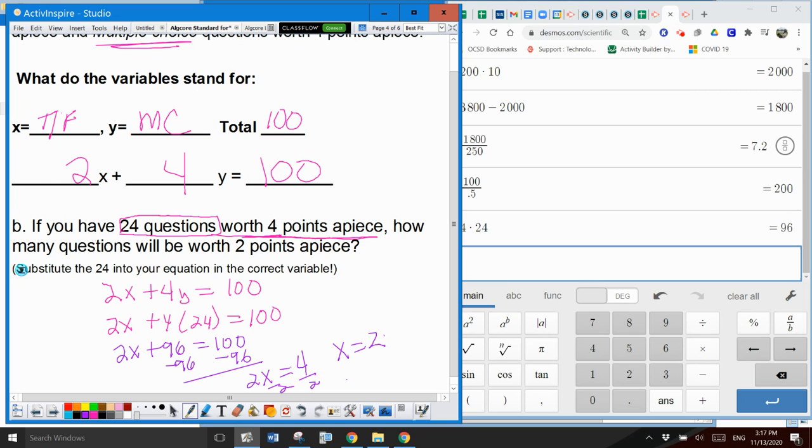Now, 2 what? What am I talking about? Well, the 2 are true-false questions. There are two true-false questions on the test.